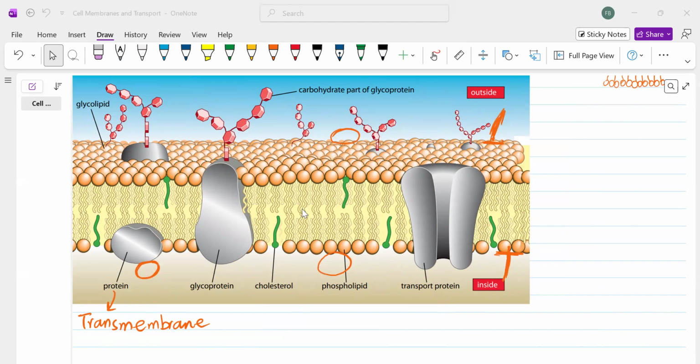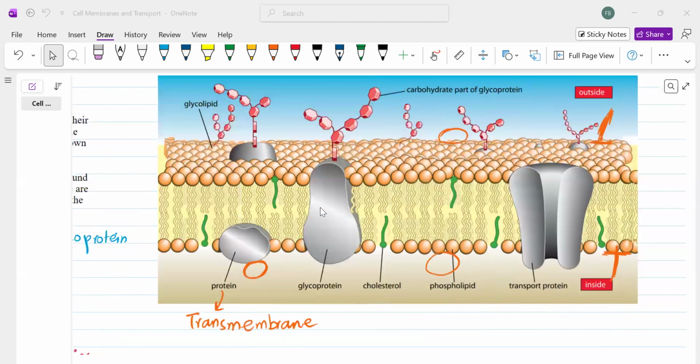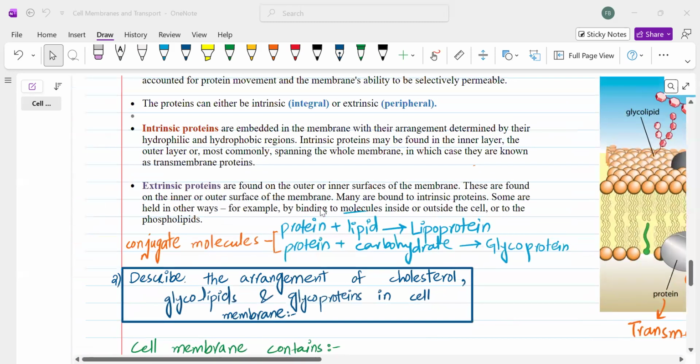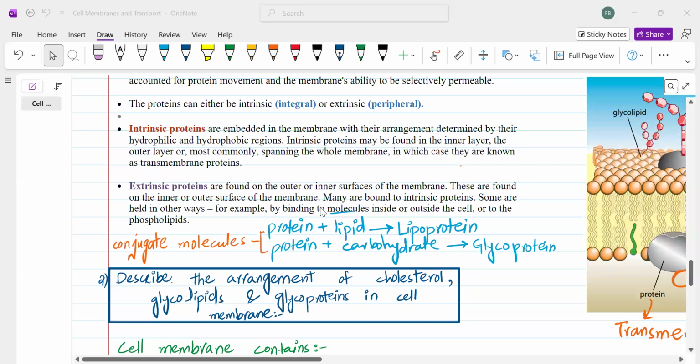Because you know that in the cell membrane you have two layers, a lipid bilayer. So this is just a simple meaning of intrinsic and extrinsic. Intrinsic proteins are determined by hydrophilic as well as hydrophobic regions, because they are present in the center, within the cell membrane. But extrinsic proteins are present on the outside of the membrane, or on the inner side.